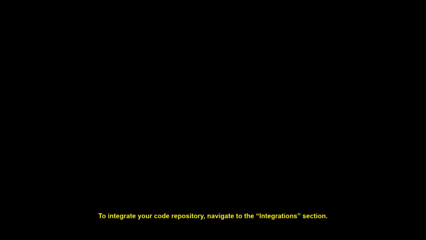To integrate your code repository, navigate to the Integration section. Follow the prompts to connect your preferred source control platform. Once connected, proceed to configure your pipelines. This concludes your registration and initial setup with Harness for CI/CD project tracking.